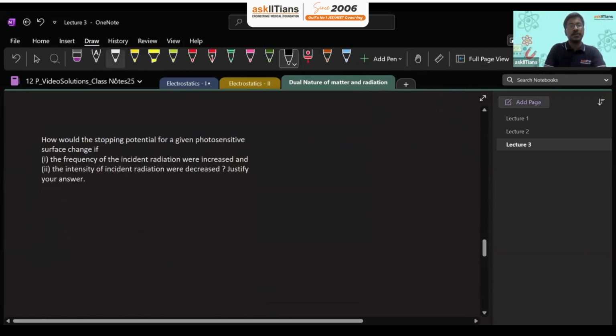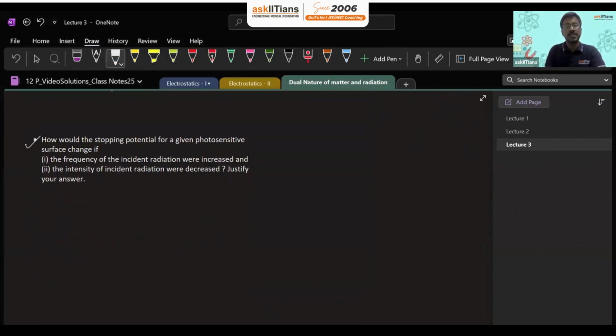Next question, again a board PYQ. How would the stopping potential for a given photosensitive surface change if the frequency of incident radiation were increased, right? So we have already seen what is stopping potential, and we have already seen how it is affected by the frequency. So we have seen that if the frequency of incident radiation is increased, clearly the stopping potential will also increase.